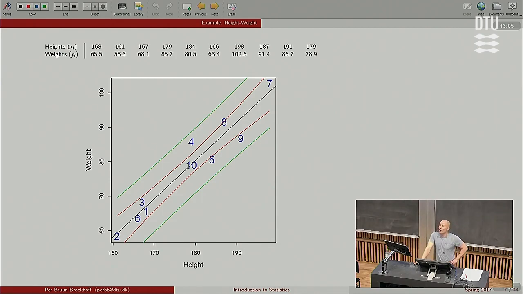Or you copy in the R code that I share with you. You'll see how you can throw in a line in a scatter plot.